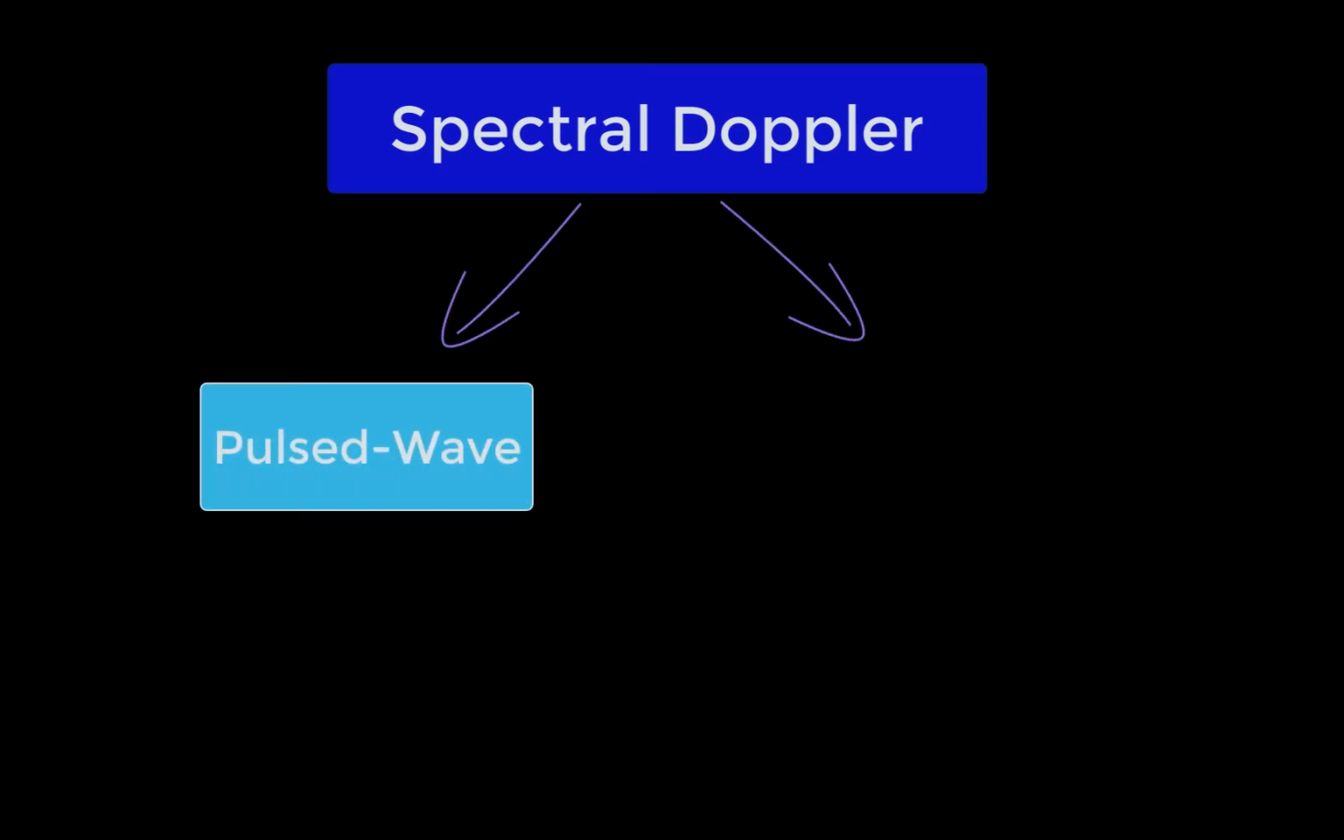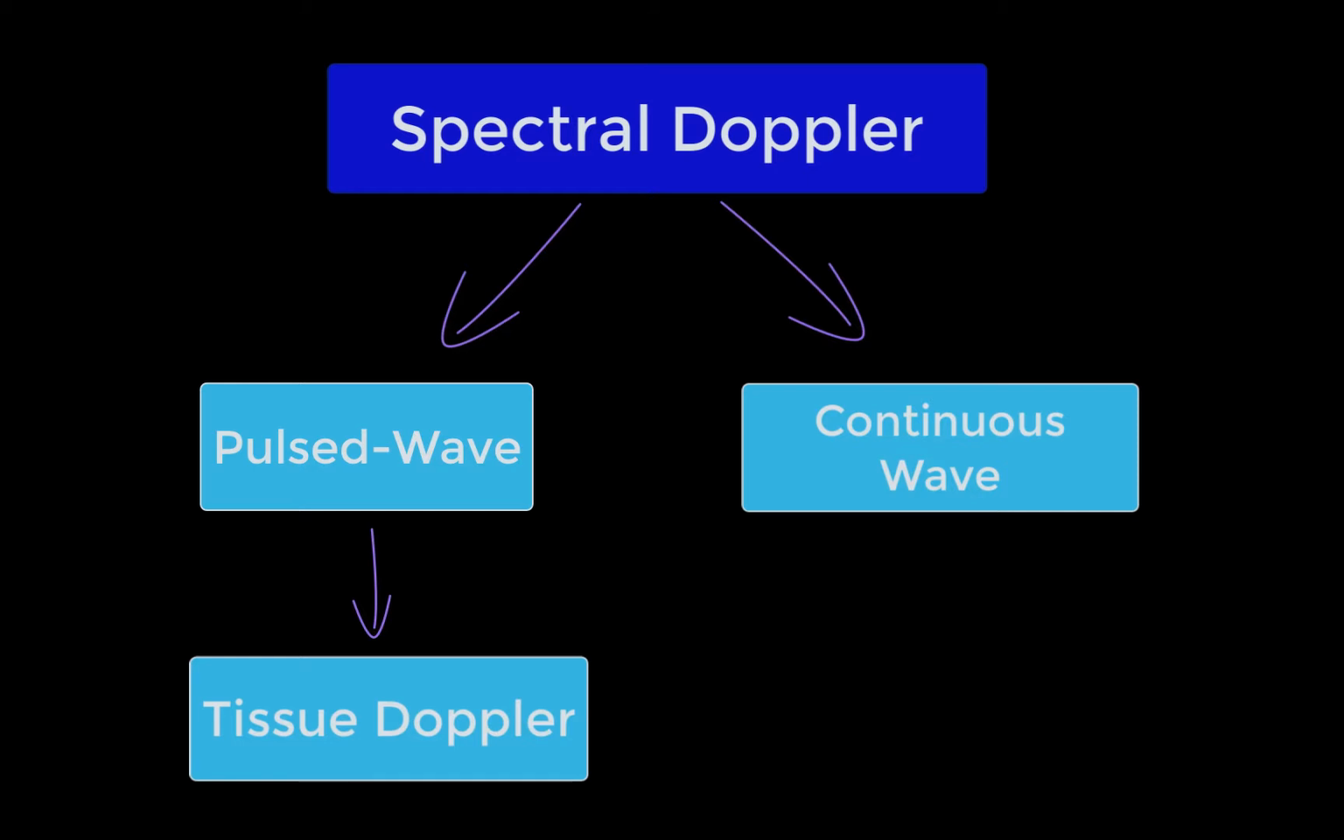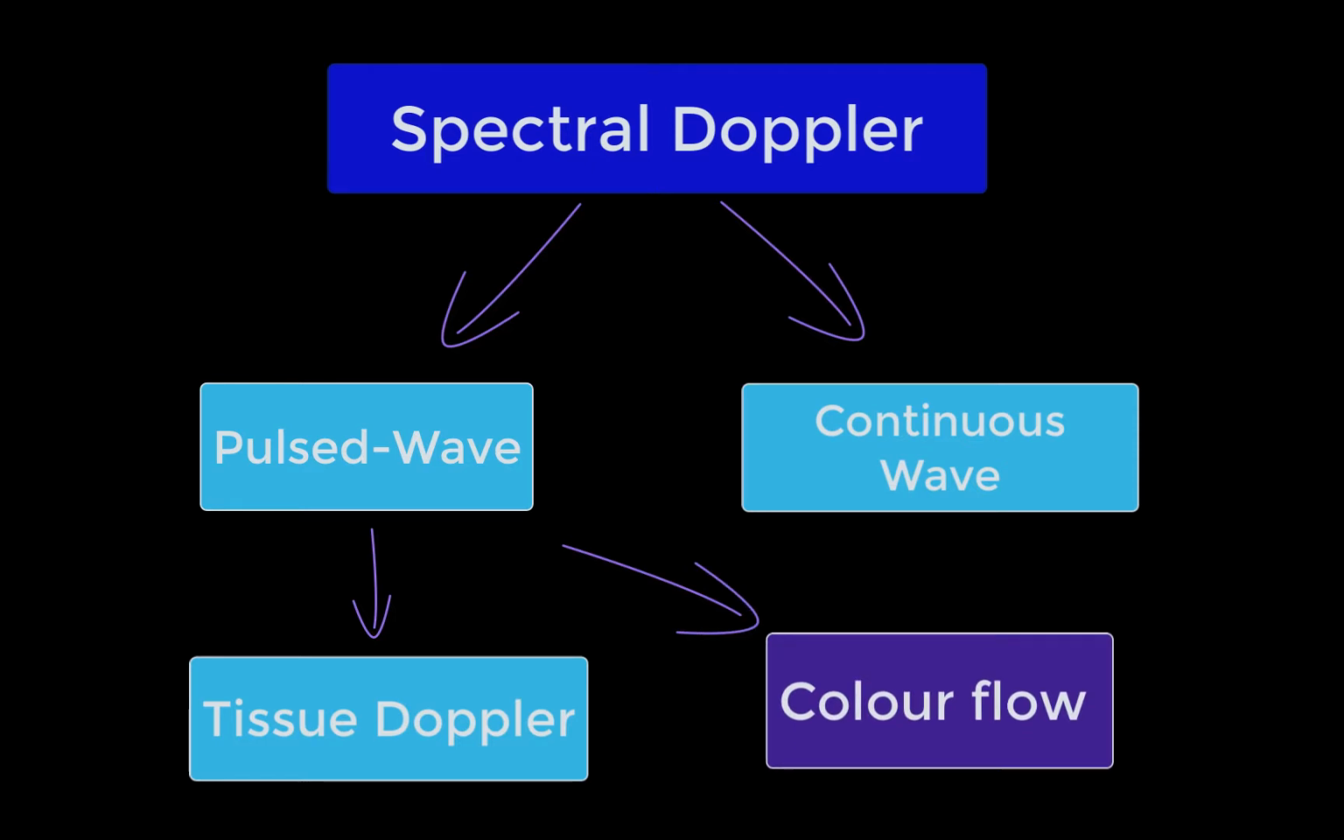Spectral Doppler can be divided into two principal applications: pulsed wave Doppler, referred to as PW, and continuous wave Doppler, CW. Tissue Doppler imaging, or TDI, is a specialized form of pulse wave Doppler used for specific applications. Color Doppler is a separate form of Doppler, however, it functions on similar principles as pulse wave Doppler. Let's talk in a bit more depth about each of these various modes.